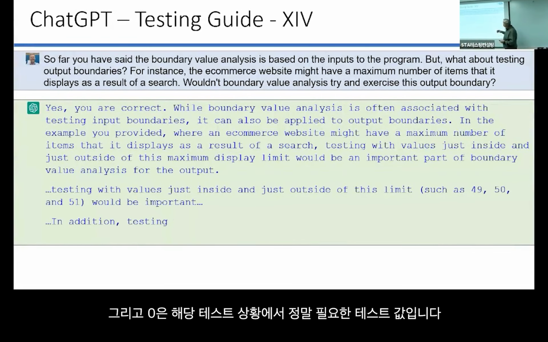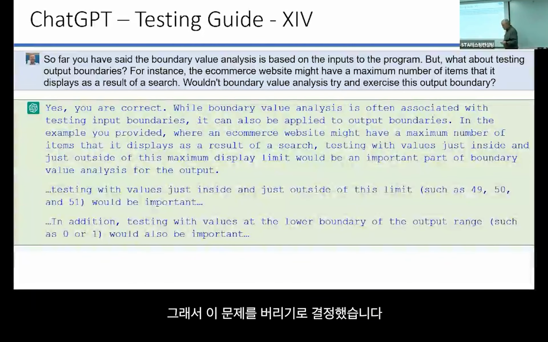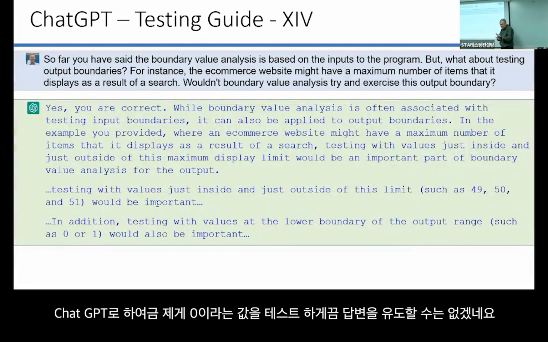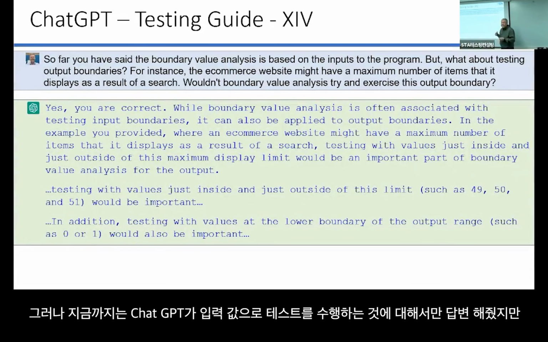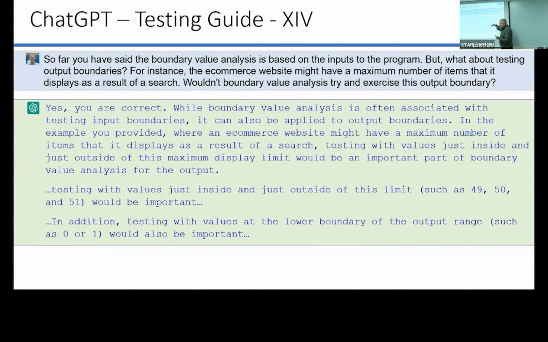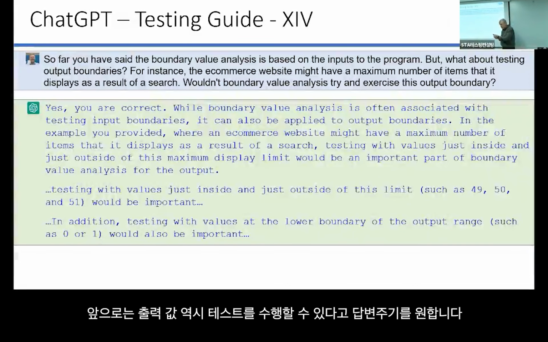So far you've said that boundary value analysis is based on inputs. I've given up on the 0 thing at this point. I can't get it to let me test with 0. But so far it's just told me that I'm testing with input values. I really want it to also tell me that I can test with output values as well.